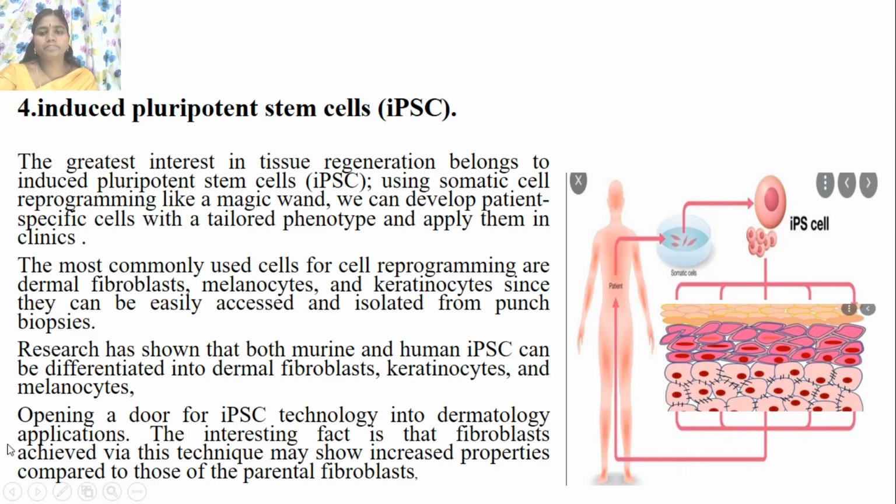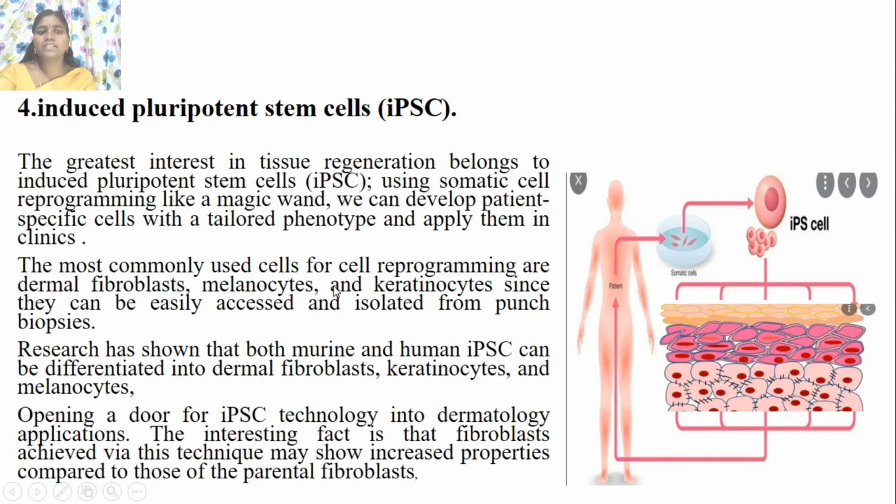The next approach is the application of induced pluripotent stem cells. Induced pluripotent stem cells are nothing but adult stem cells isolated from the patient itself, grown in vitro and induced to form epithelial cells. The great interest in tissue regeneration belongs to induced pluripotent stem cells. Using somatic cells from the patient itself and reprogramming like a magic wand, we can develop patient-specific cells with a tailored phenotype and apply them in the clinics.